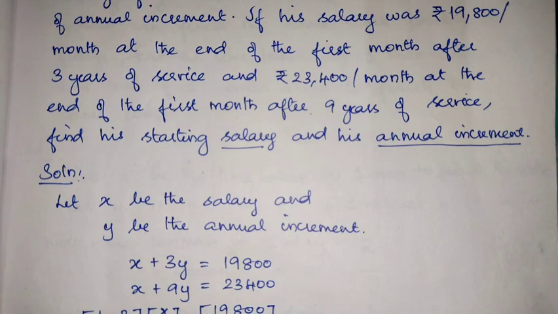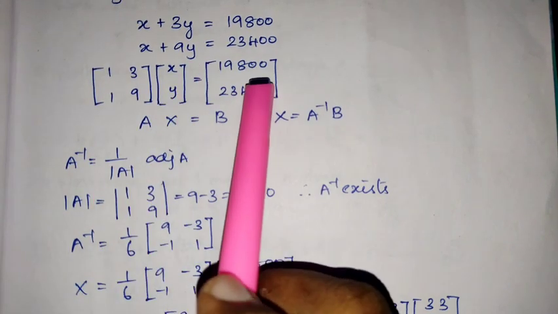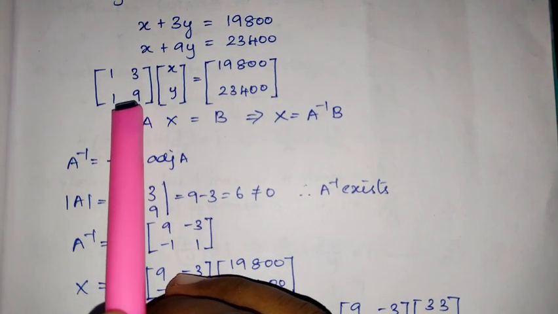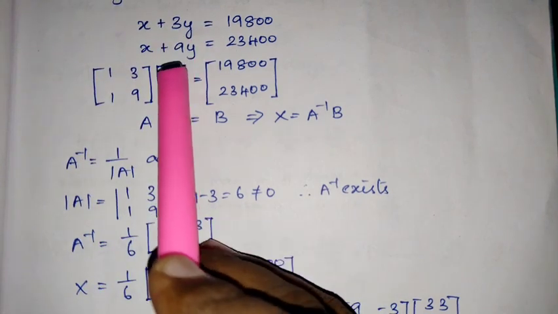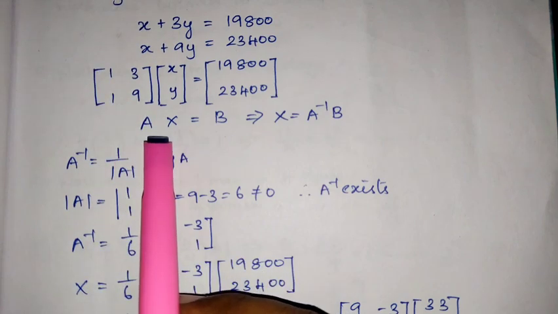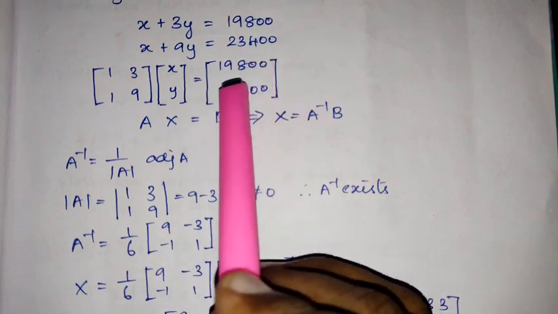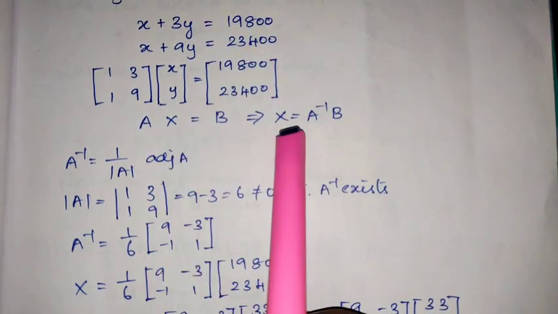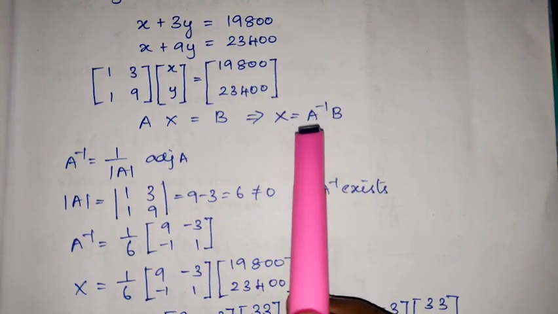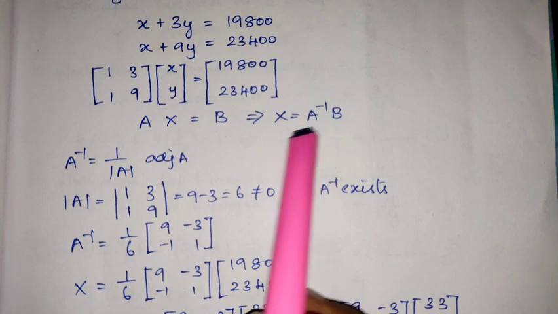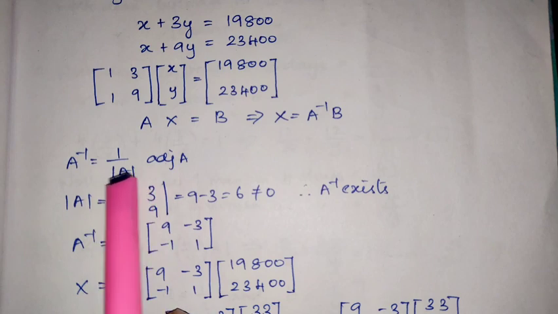Now you have to write this as the A matrix, X matrix and B matrix. The A matrix is the coefficients of x and y. So the coefficients of x are 1 and 1, the coefficients of y are 3 and 9, taken as matrix A. The unknowns x, y are taken as matrix X, which is equal to the constants, matrix B. Now to find X, bring the A to the other side, so X is equal to A inverse B. Now what is the formula for A inverse? A inverse is equal to 1 by determinant A into adjoint A. So first we have to find the determinant of A.